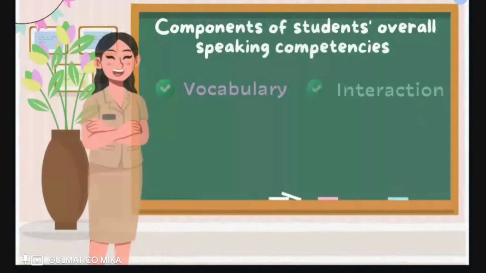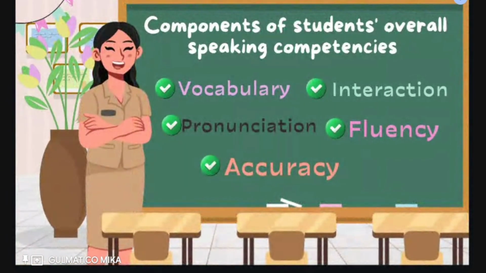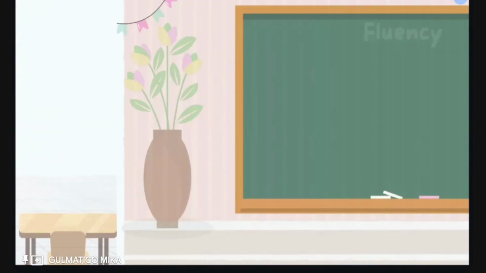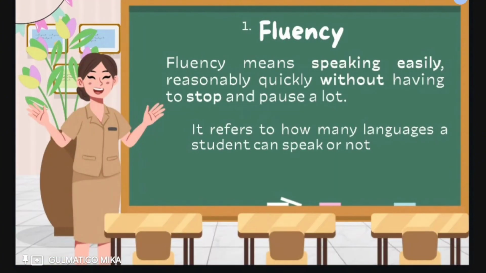So here are the components to elaborate our discussion. We have the components of students' overall speaking competencies. The first one is vocabulary, the second one is interaction, the third one is pronunciation, the fourth one is fluency, and the fifth one is accuracy. So those are the five components of students' overall speaking competencies. So let us start with the first one, which is fluency.